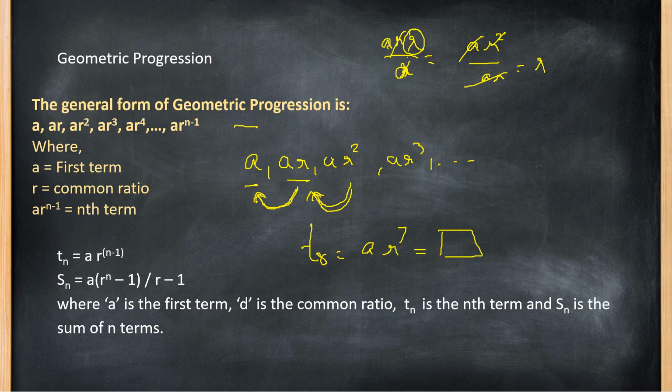And in the same way, the sum of the terms is given by a into r power n minus 1 by r minus 1. So these two are fair enough to solve any question based on geometric progressions. So let's get into the questions.